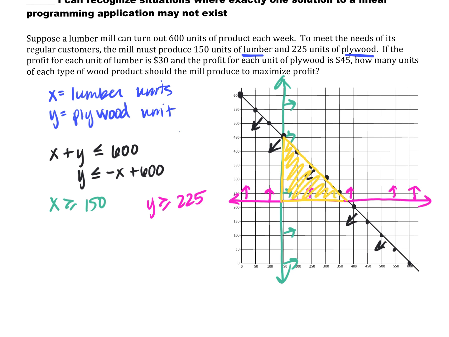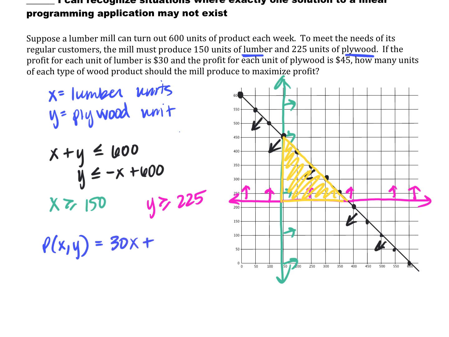We got to go build a profit equation now. My profit equation, we're going to say P of X, Y. That's just saying my profit. What are we getting for each piece of lumber? How much are they paying us for each piece of lumber?